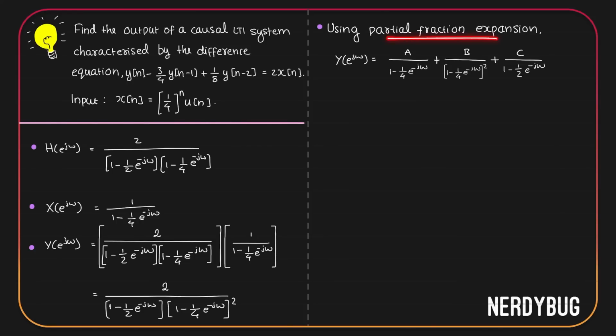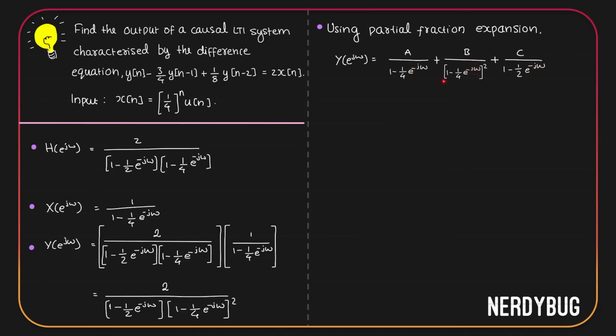Now we have to use partial fraction expansion to write it in this form. A by 1 minus 1 by 4 e raised to minus j omega, b by 1 minus 1 by 4 e raised to minus j omega squared, plus c divided by 1 minus 1 by 2 e raised to minus j omega. You can replace e raised to minus j omega by z and try to find them.